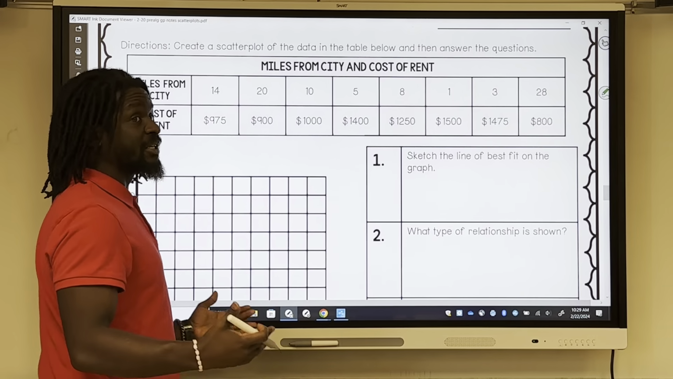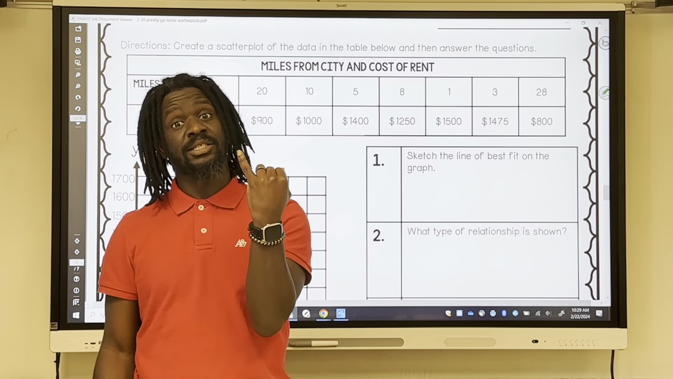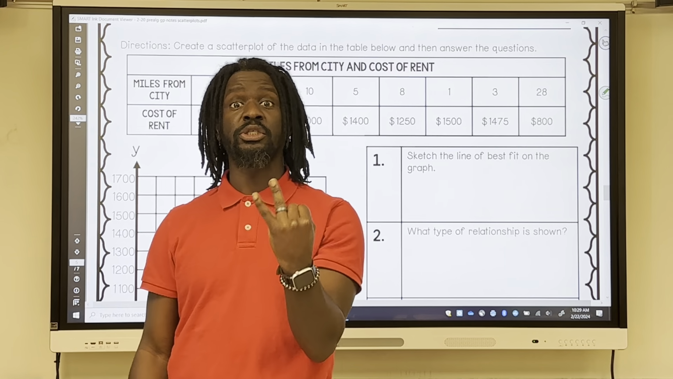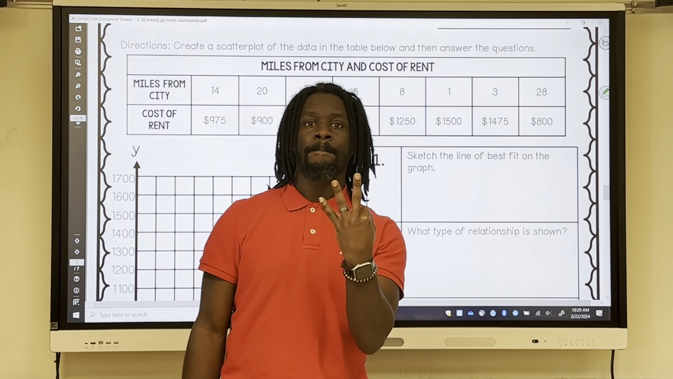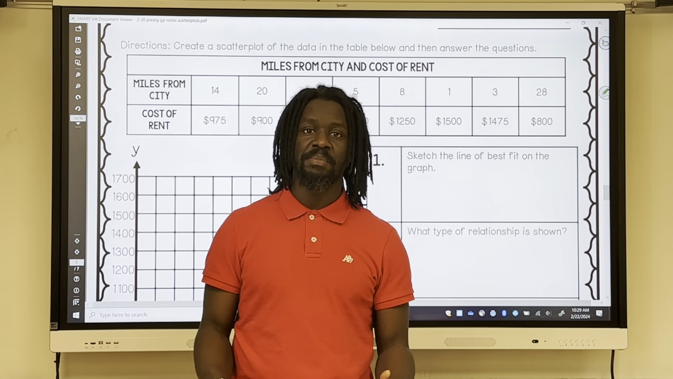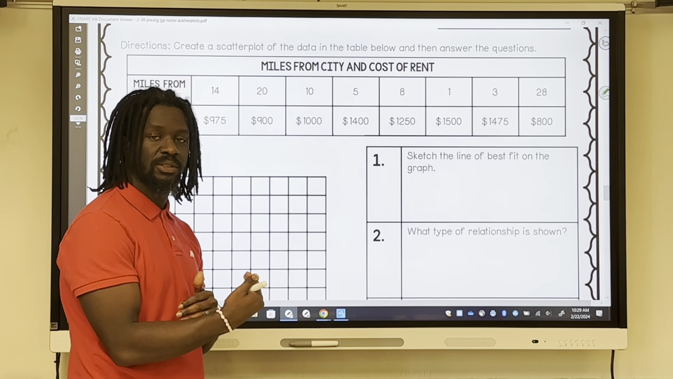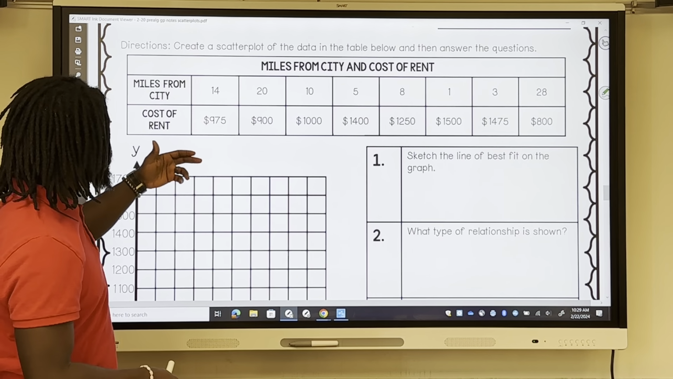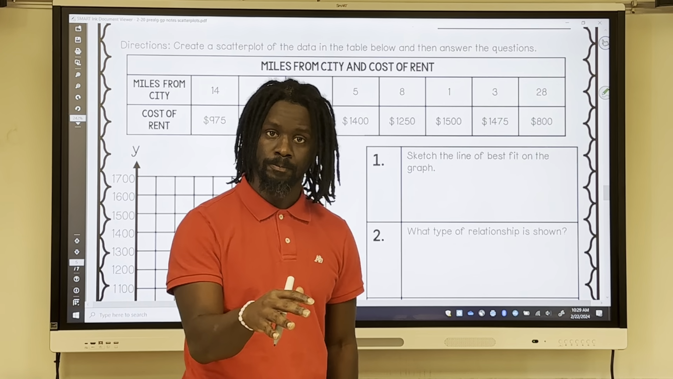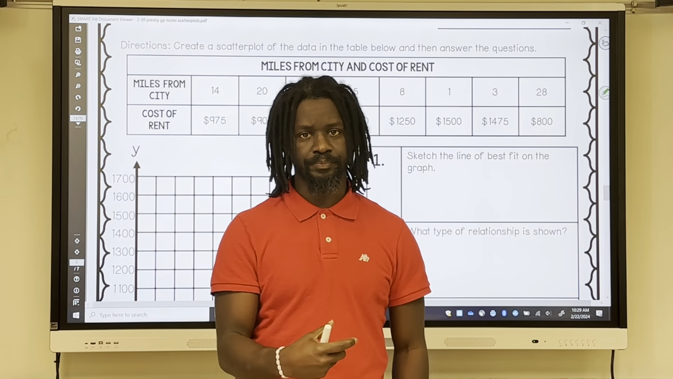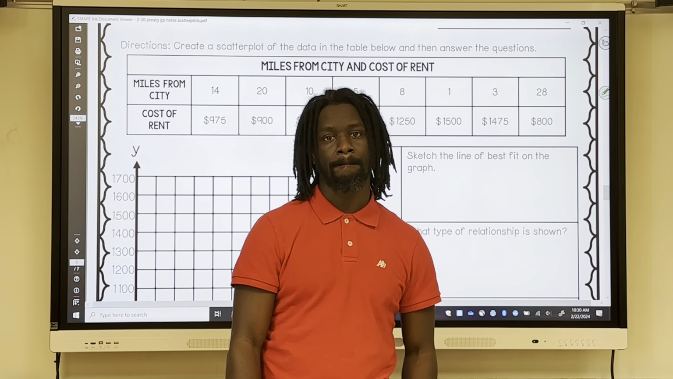Now, let's start wrapping this up. So now I've done the three themes. First, create a scatter plot. Secondly, determine the relationship. Is it positive, negative, or none? And thirdly, figure out what is the line of best fit. So I want you to use the notes that we just did, the first example, and I want you to do this next one on your own. So pause the video, use the notes, and then I want you to check it once you have done it.